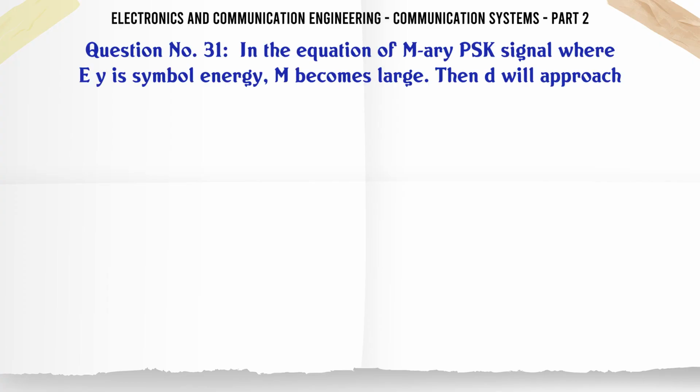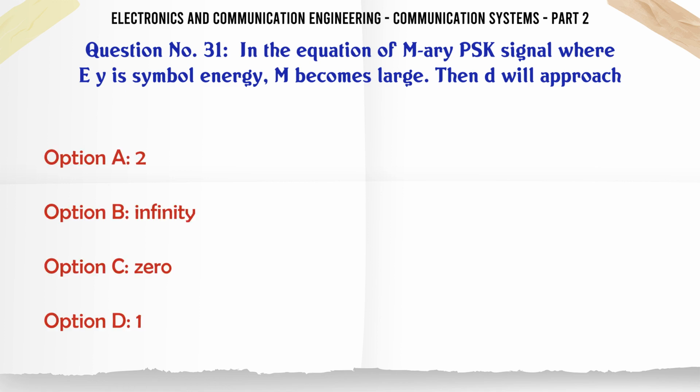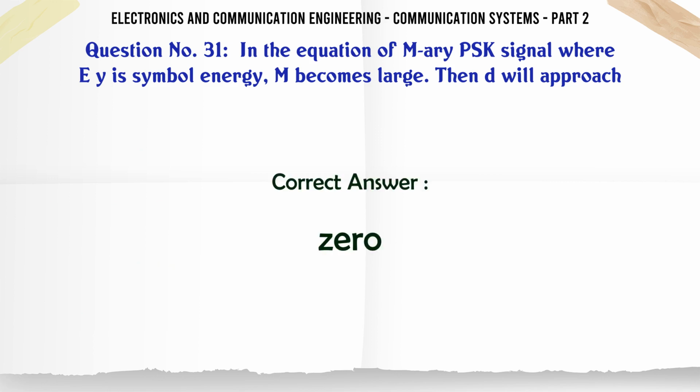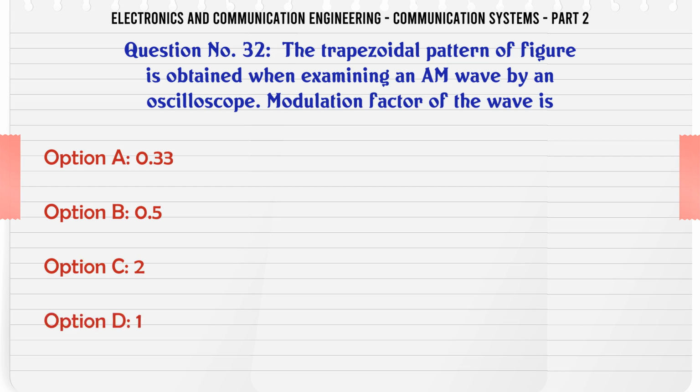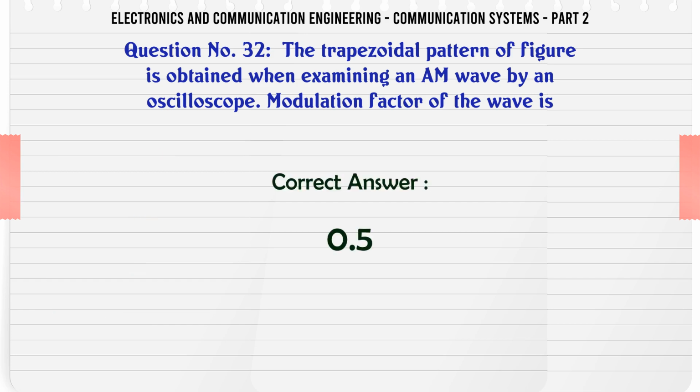In the equation of M-ary PSK signal where Es is symbol energy, as M becomes large, then D will approach A. 2, B. infinity, C. 0, D. 1. The correct answer is 0. The trapezoidal pattern of figure is obtained when examining an AM wave by an oscilloscope. Modulation factor of the wave is A. 0.33, B. 0.5, C. 2, D. 1. The correct answer is 0.5.